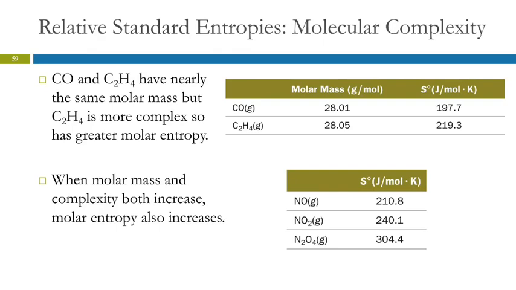So comparing carbon monoxide and ethene, C2H4, their molar masses are almost identical. They're both in the gas state, but C2H4 has higher entropy. Why is that? It's more complex. So carbon monoxide is just a carbon and an oxygen.